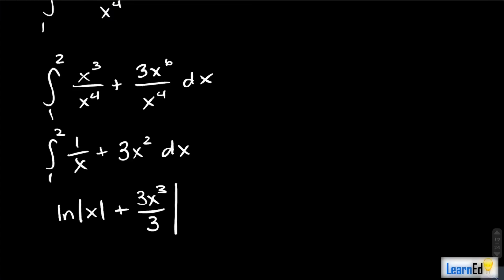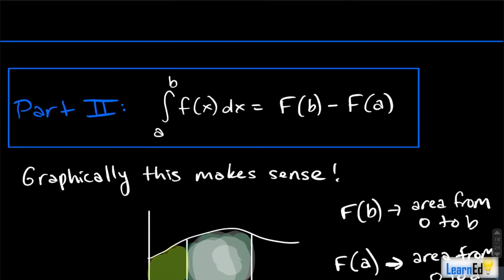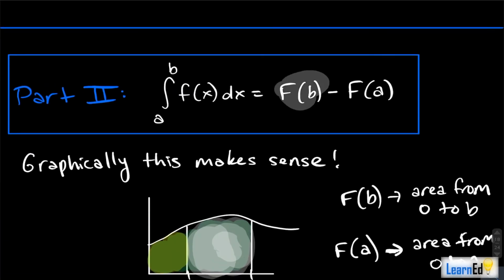And then I evaluate this from 1 to 2. Okay, so that just means the evaluation bar, by the way, if you are a little confused on what that means, that just means now it's ready to do this step.